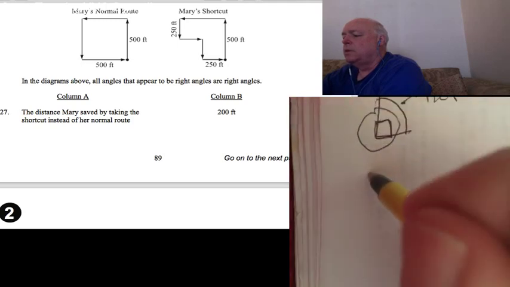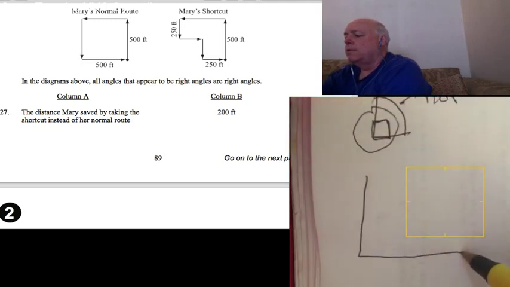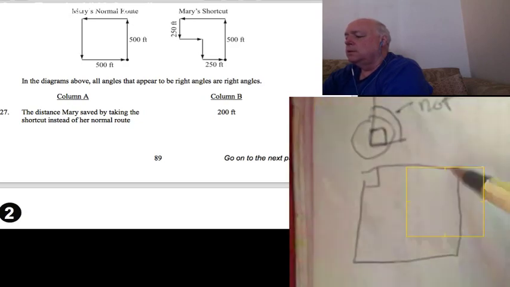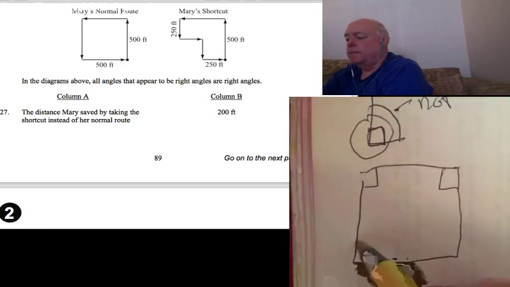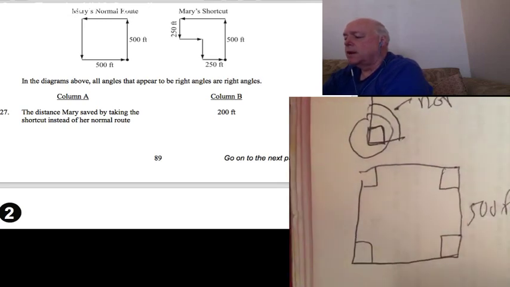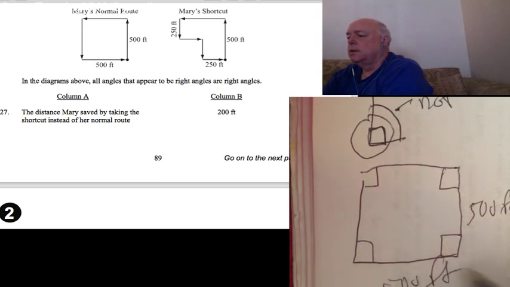So this appears to be a right angle, so it is one. This appears to be right, so it is one. This appears to be right, so it is one. And this one does. And they tell us this is 500 feet. And this is 500 feet. We're given a second one. I'm going to draw it smaller. I should have.